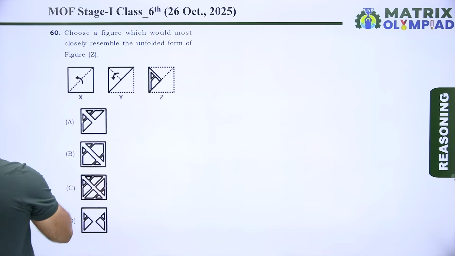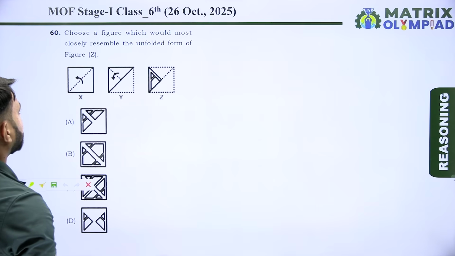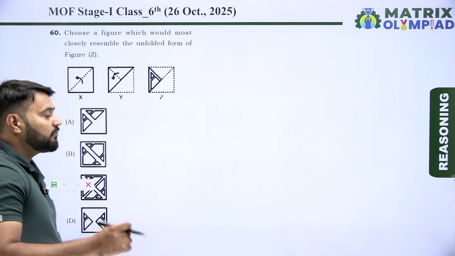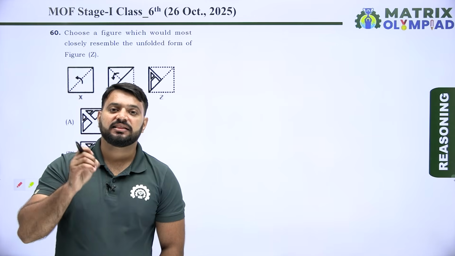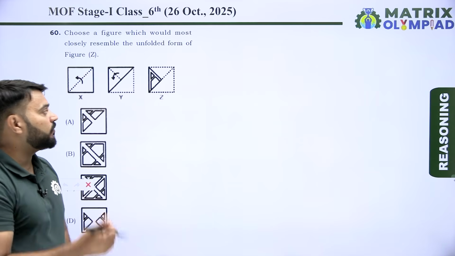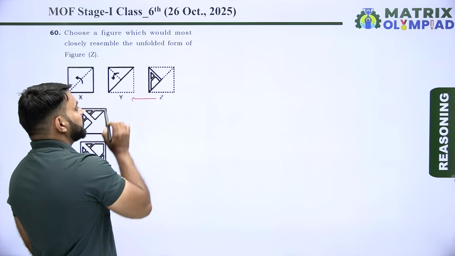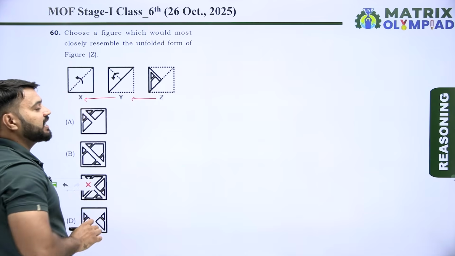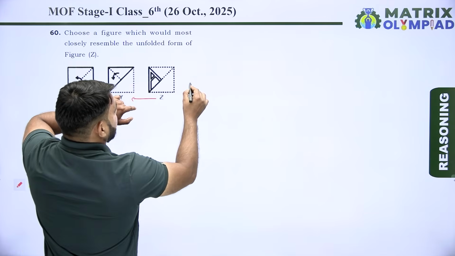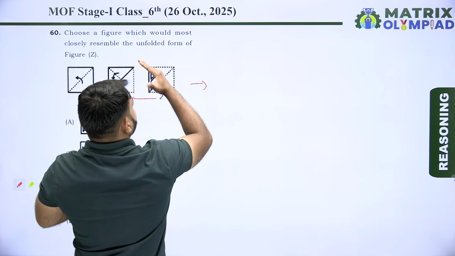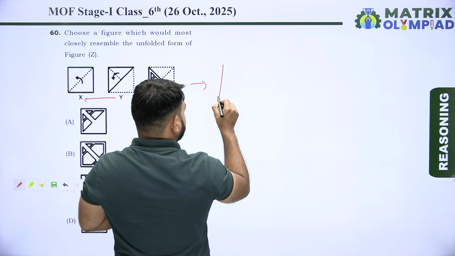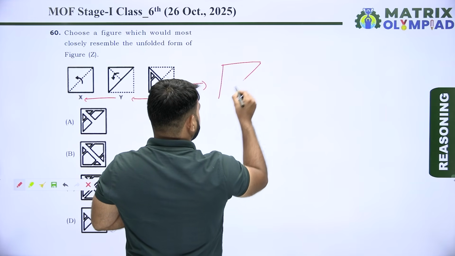So now the next question is question number 60. Choose a figure which would most closely resemble the unfolded form of figure Z. So now unfold the sheet. Unfold the sheet in the same direction in which it was folded and find the mirror image in each unfold. So first unfold the Z, then we get Y. Now unfold the Y, then we get X, and find the image of X after the cut. So first unfold the Z. Z will be unfolded in this direction because Y has been folded in this direction. So when we unfold the Z, we get an image something like this.